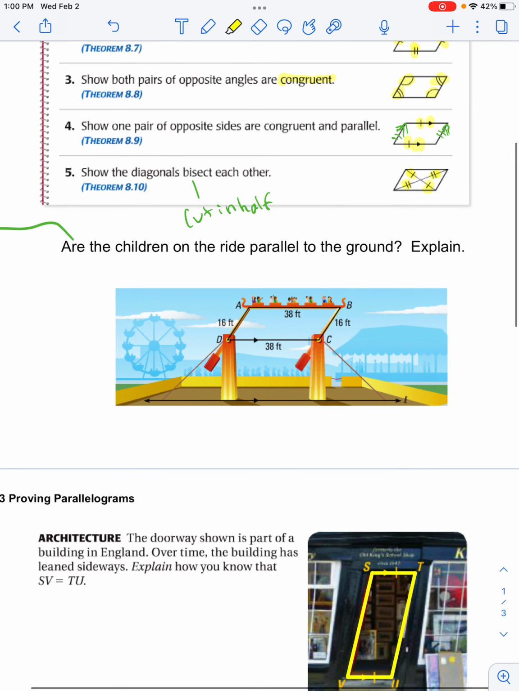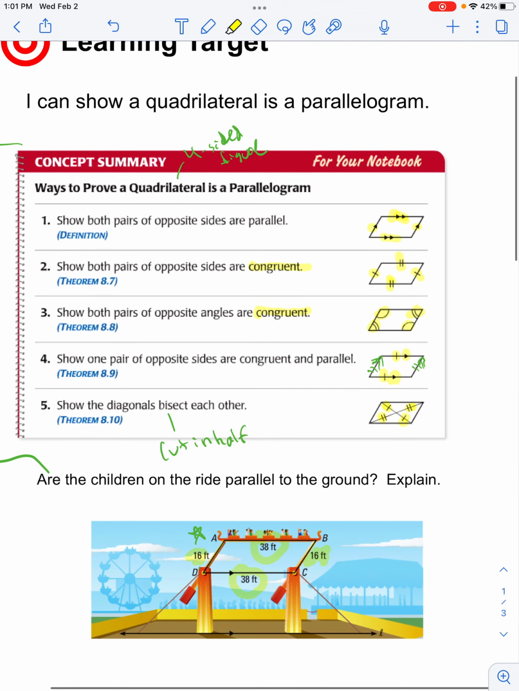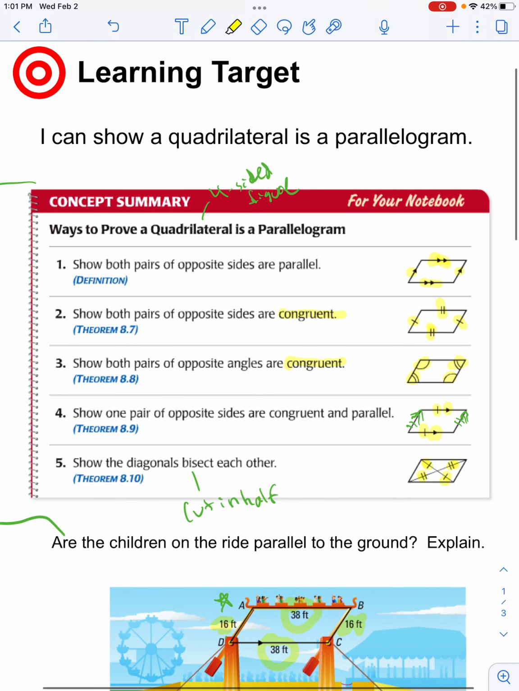Are the children on the ride parallel to the ground? Explain. We've got the kids up here on line AB. I see that the roller coaster or whatever ride it is is 38 feet. I also see that the distance from A to D is 16 feet, and then right here I've got 38 feet again. So this is basically rule number 2: show both pairs of opposite sides are congruent. Opposite means across.